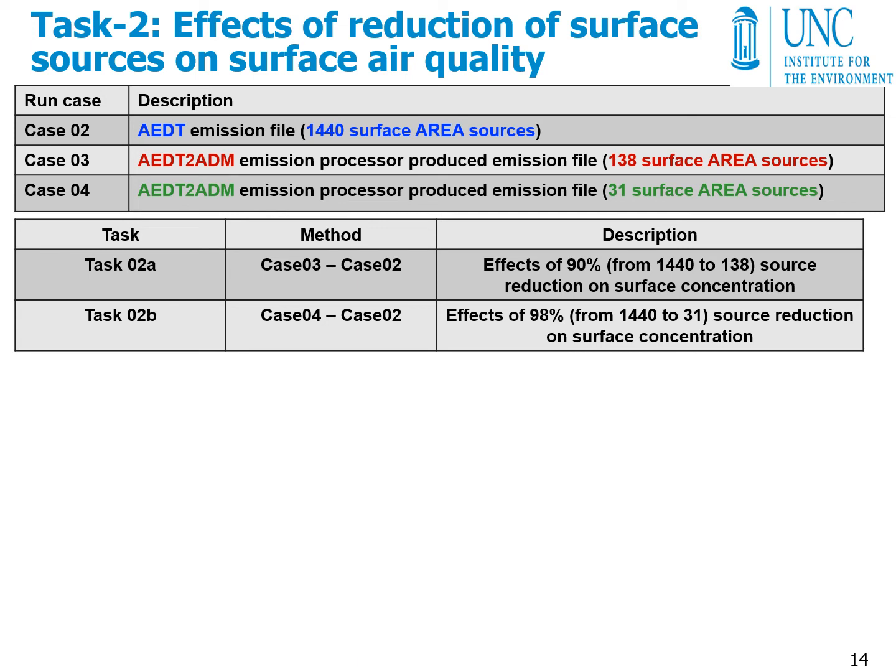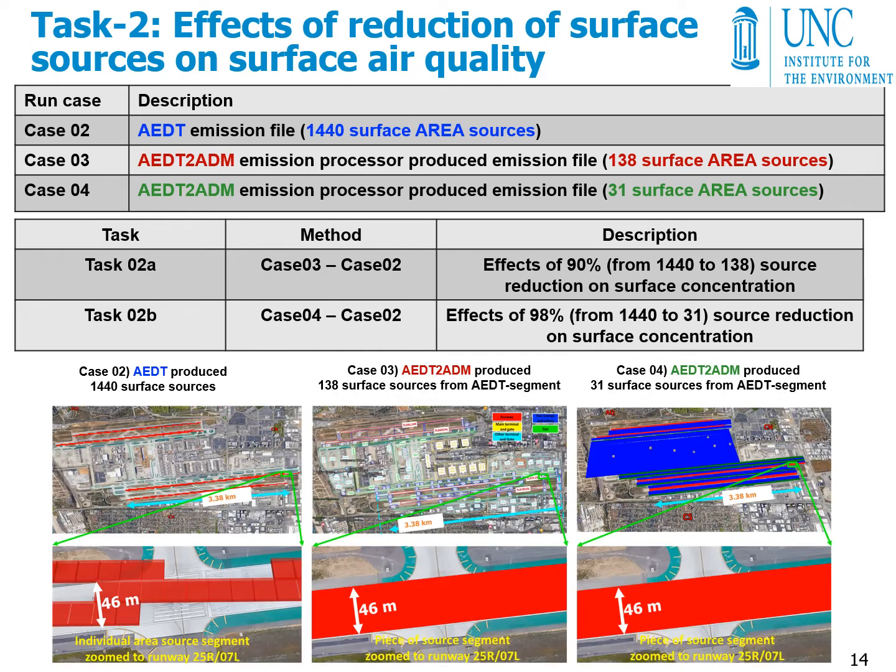And we have two tasks: Task 02A, which is Case 03 minus Case 02, the effects of 90% surface source reduction on surface concentrations; and Task 02B, which is Case 04 minus Case 02, the effects of 98% surface source reductions on surface concentrations. And the bottom 3 figures show the source locations of Case 2, Case 3, and Case 4.